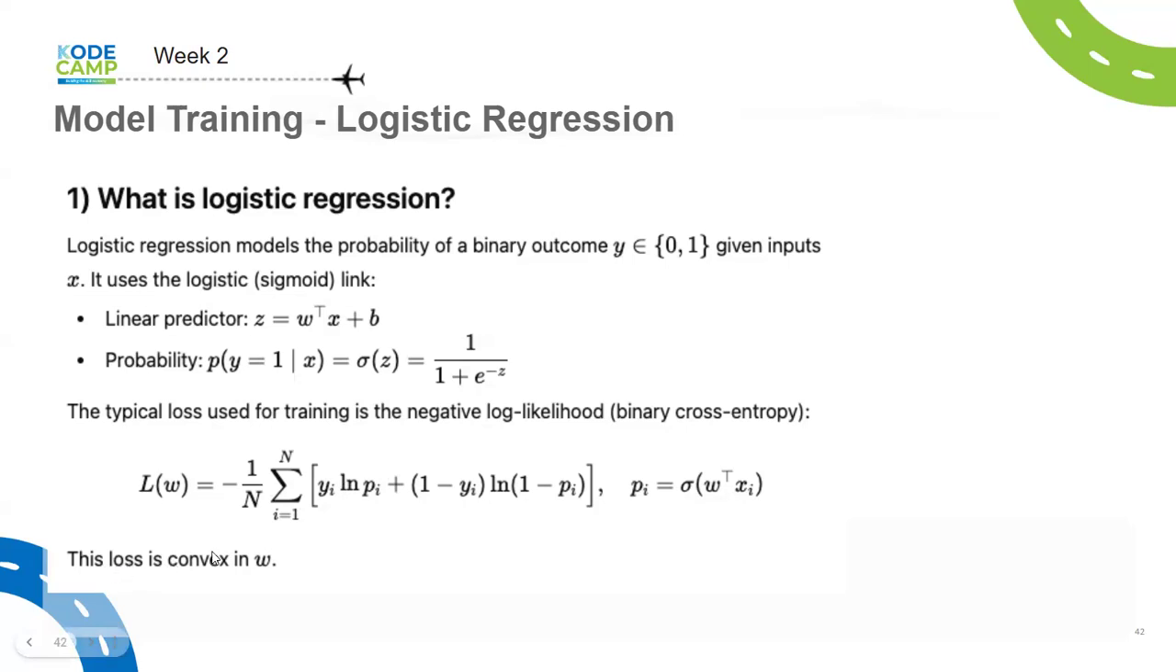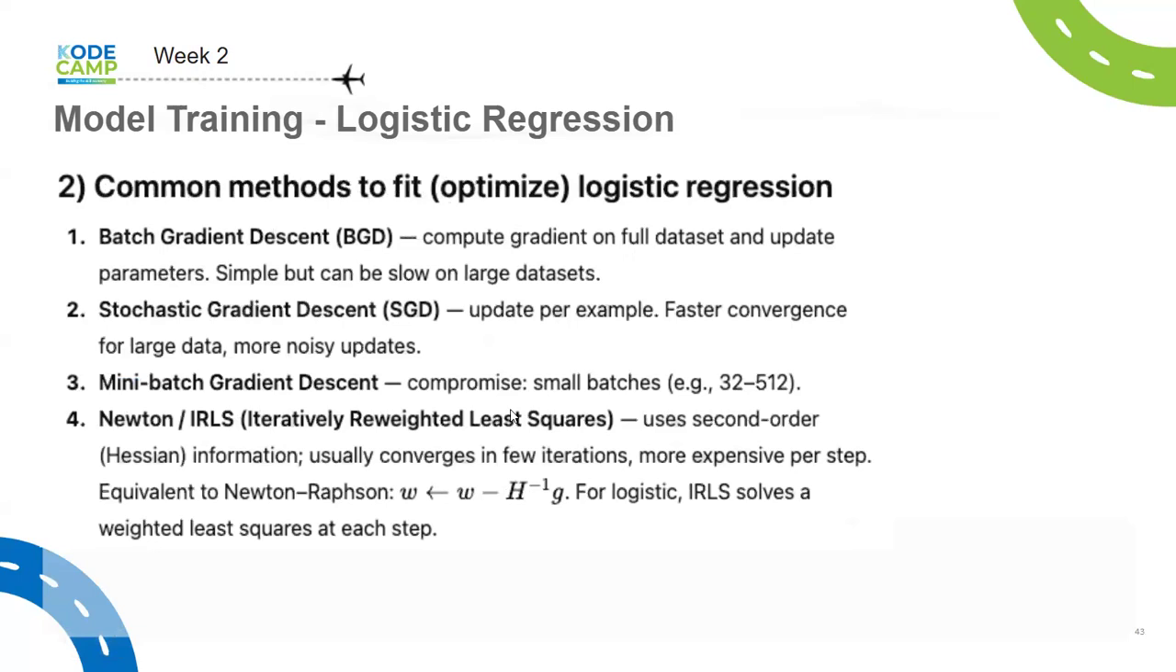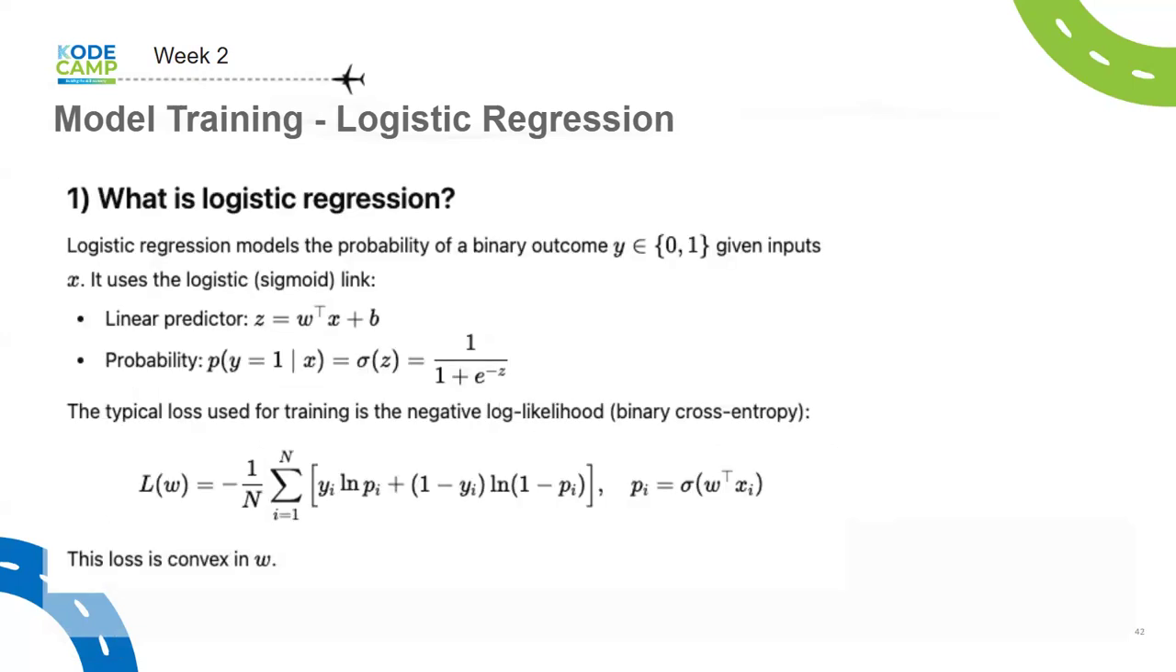And they said the loss is convex in W. A convex function is a function that is shaped like a bowl. Let me simplify it that way. So that's how you do the cost function.